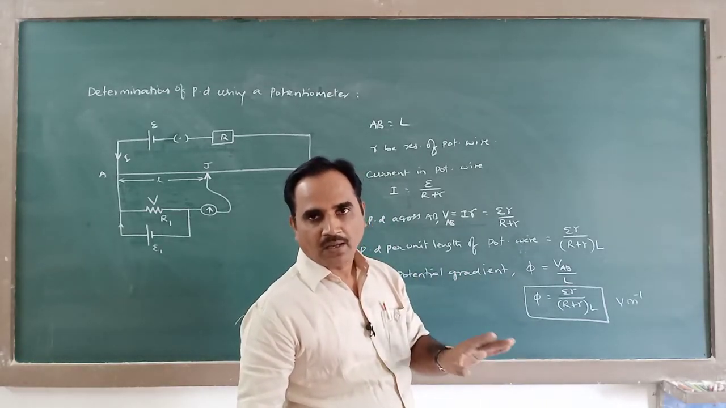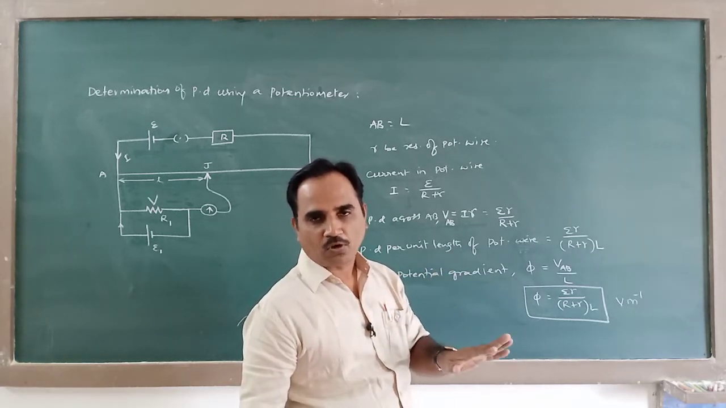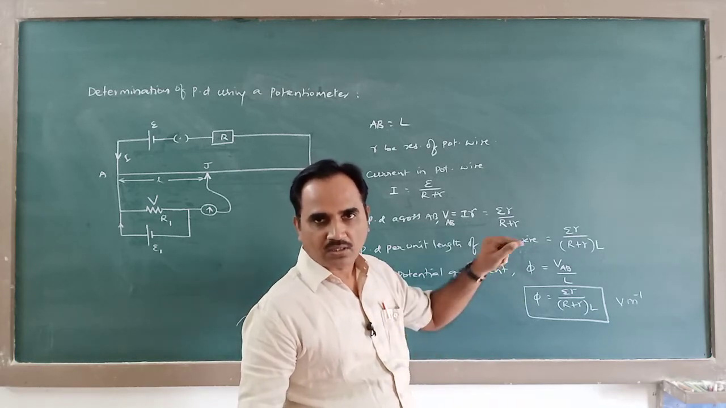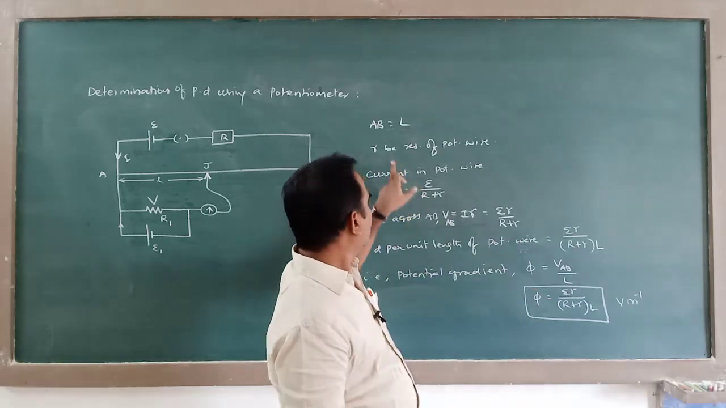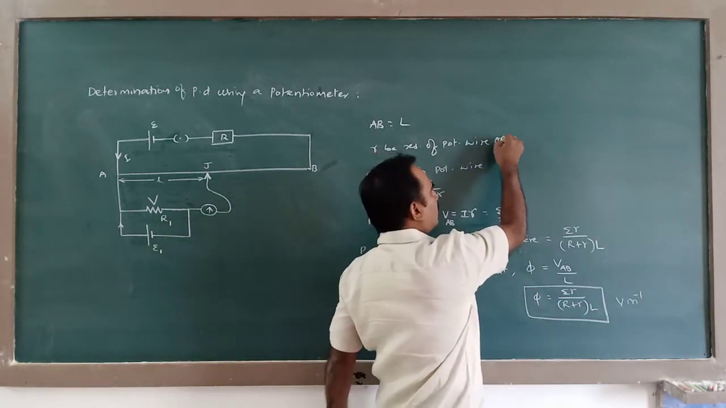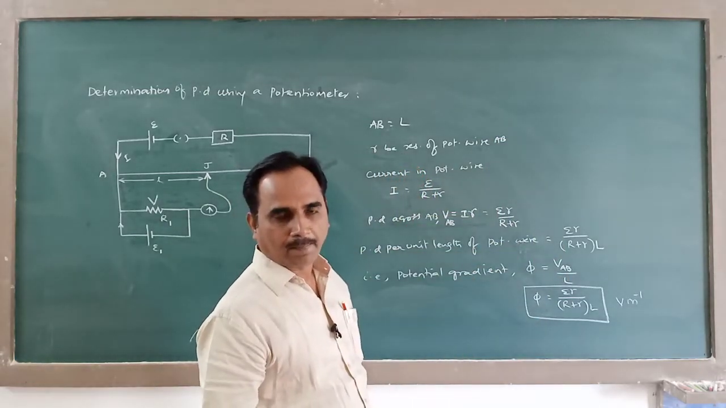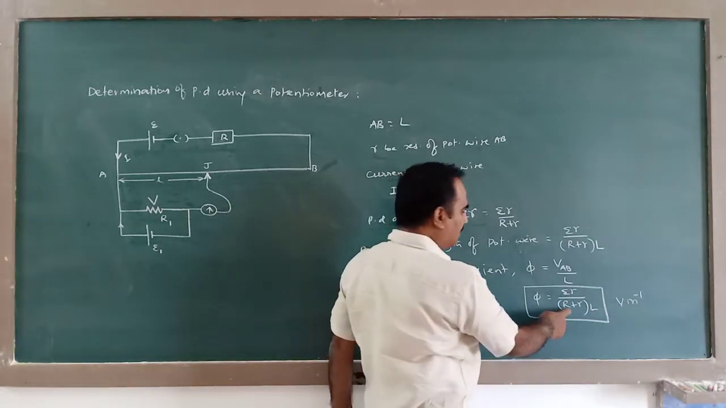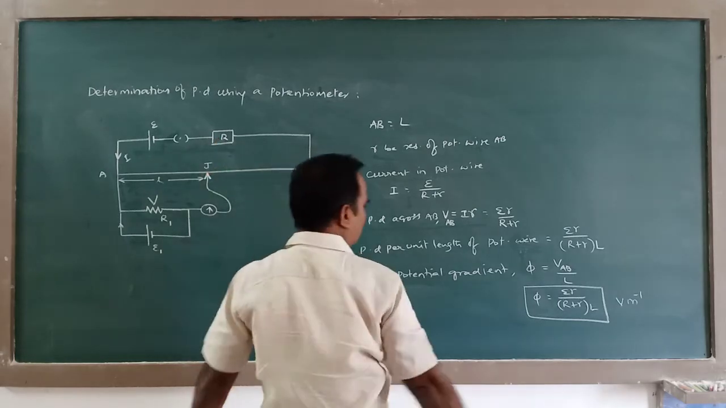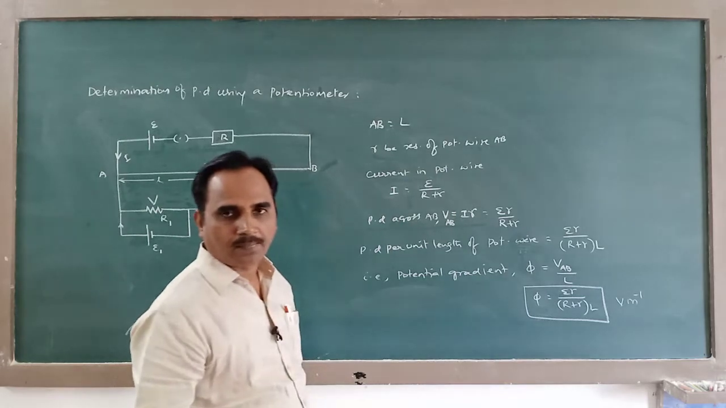Because in case of potentiometer, internal resistance of cell will be negligibly small. That is why we do not take that into consideration. But this small r here represents the resistance of the potentiometer wire AB, the resistance of this entire wire AB. And this capital R is series resistance connected here. So this is series resistance. And this L is total length of the wire.